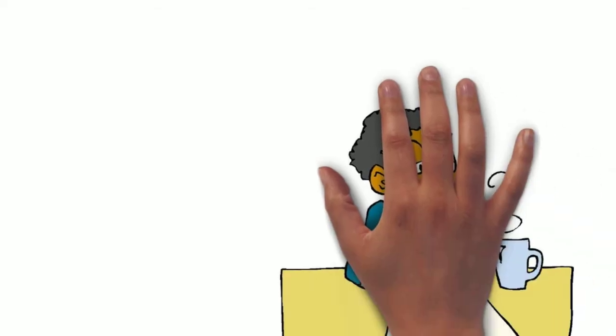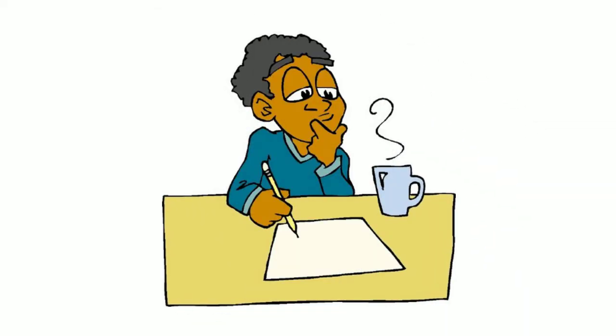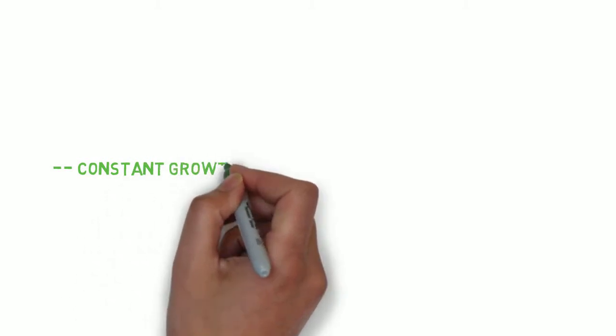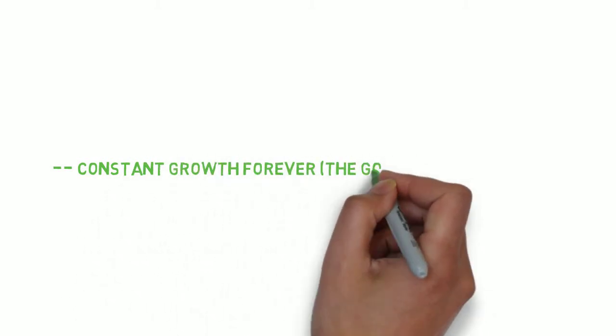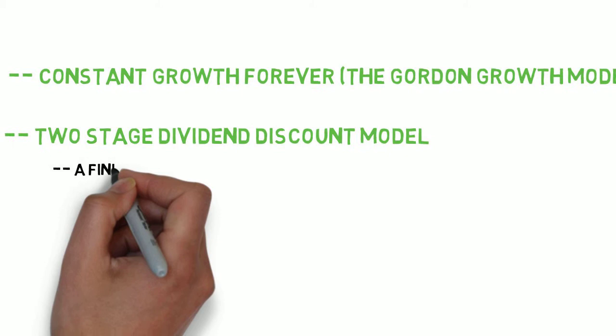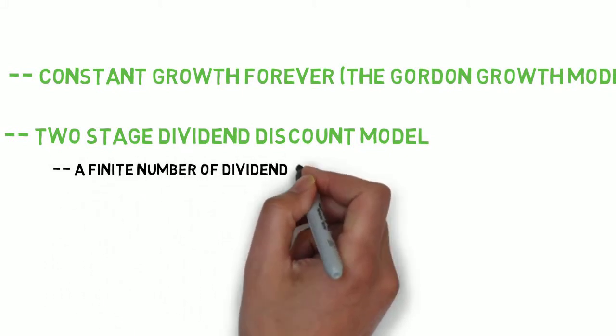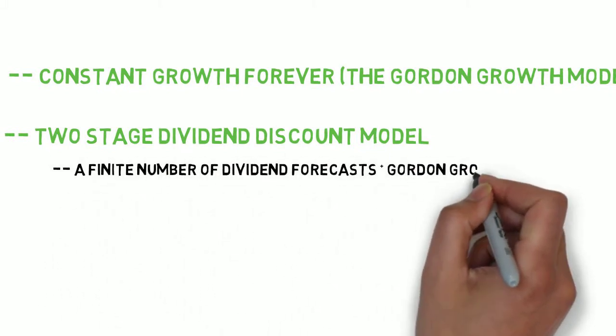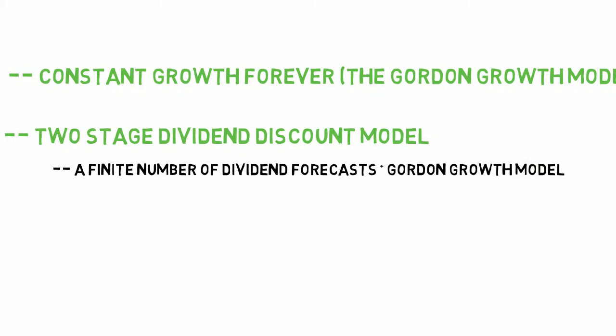In practice, of course, analysts cannot make detailed individual forecasts of an indefinite number of dividends, and hence, in order to use the dividend discount model, the forecasting problem must be simplified. We will now discuss 2 broad approaches to deal with this problem. The first approach is to use the Gordon growth model, in which we assume a constant growth forever. The second approach is to forecast a finite number of dividends individually up to a terminal value, and then find the terminal value of the firm using the Gordon growth model. Let's talk about the first approach.